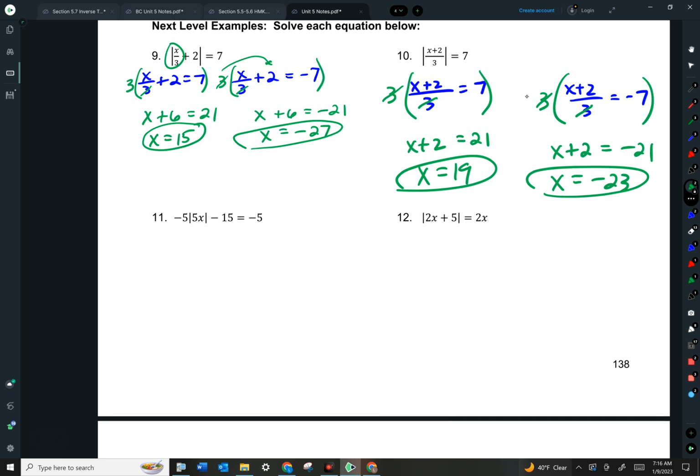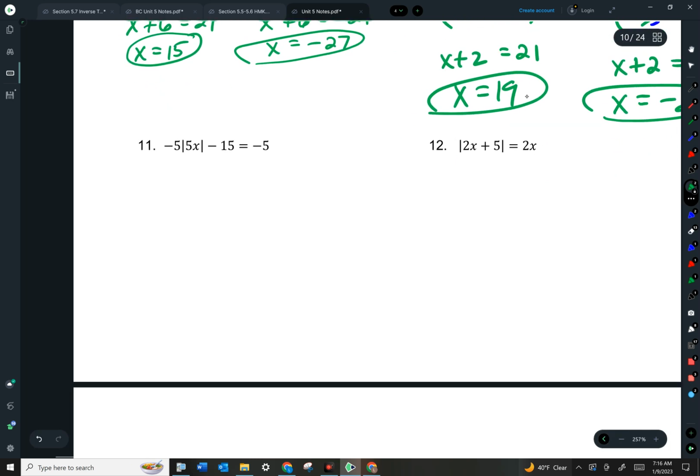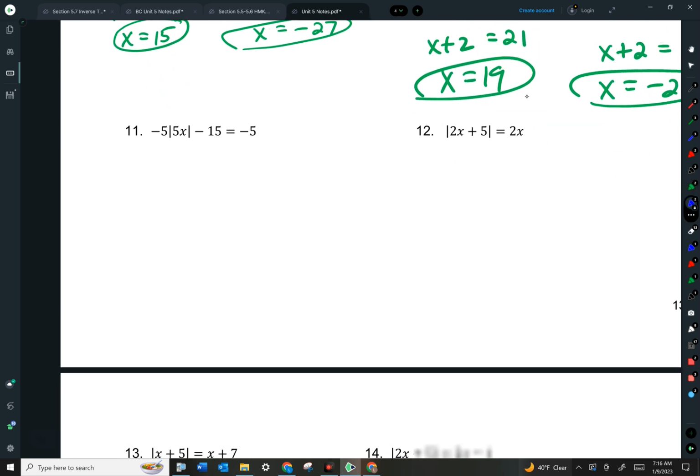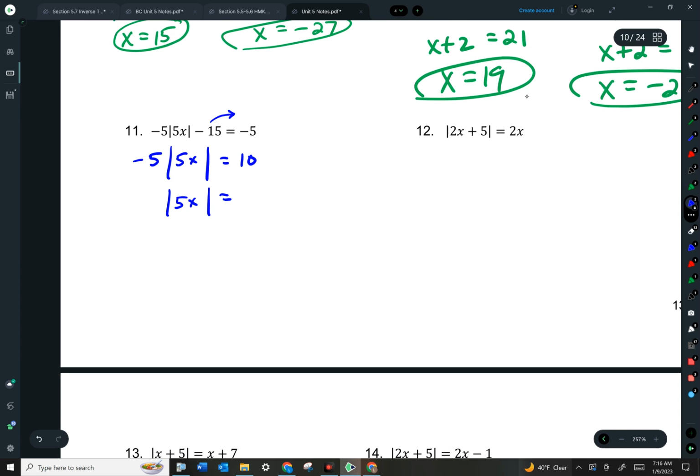Look at number 11. Remember, we always start by getting the absolute value by itself. So let's add that 15 to move it over. So negative 5, absolute value of 5x. If I add 15, I'm going to get positive 10. And then I divide by the negative 5 on the outside. So absolute value of 5x equals, if I divide by negative 5, negative 2. But hopefully you're paying attention. Before you jump into writing your two equations, do you notice that we have absolute value equals a negative? So that means I'm going to write no solution.